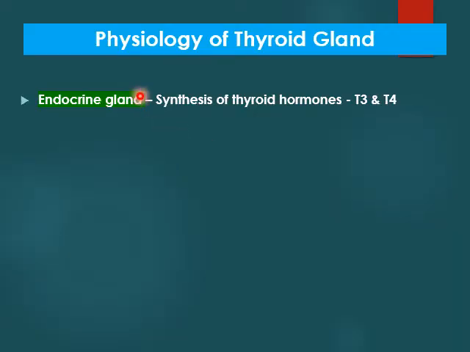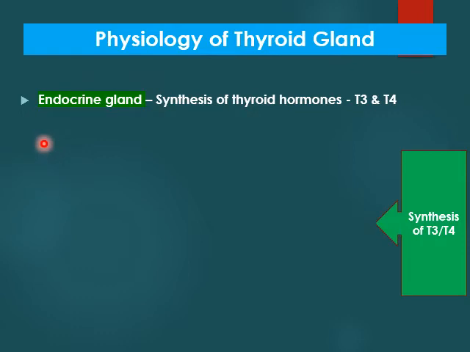Next we come to the physiology proper of the thyroid gland. The thyroid gland, as you know, is an endocrine gland which is involved in the synthesis of thyroid hormones T3 and T4. In this synthesis of thyroid hormones, there are a number of steps that should be understood.